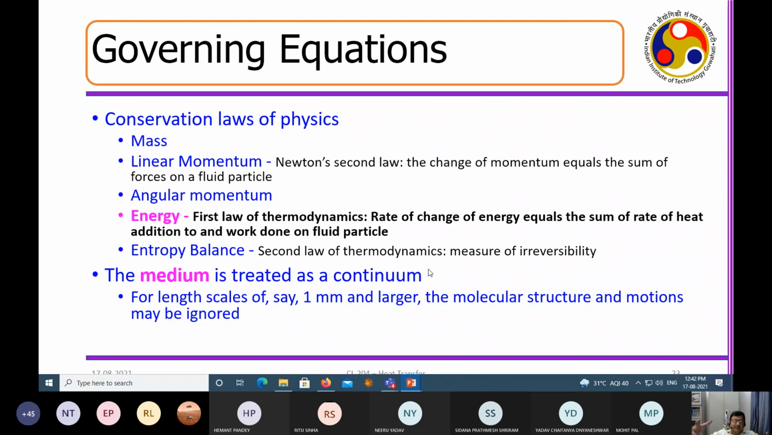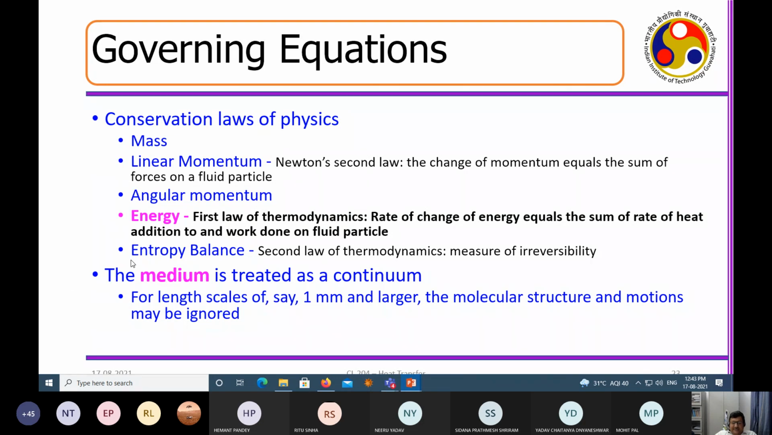We know that, suppose I take a cup of water, there are water molecules, and in between there are vacant spaces. But when we do continuum mechanics, we assume that it's a continuous phase. There is no discrete phase, and that is what is called the concept of the continuum. Anything larger than 1 millimeter, that's the reason why all these conservation laws hold good, right?